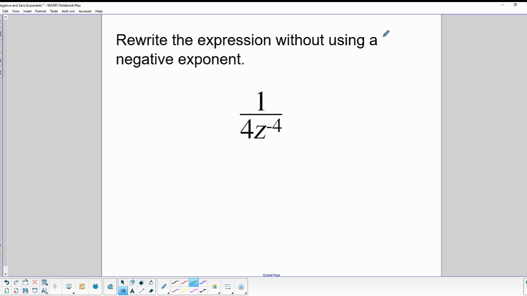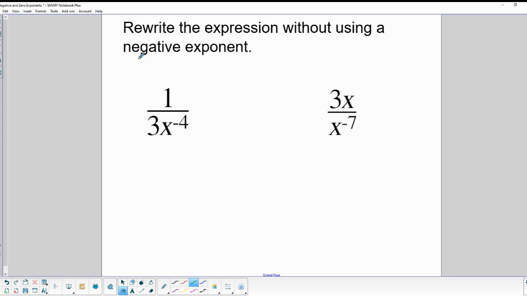All right, keep it going. So I'll rewrite the expression without using a negative exponent. So in this case, the negative exponent is on the bottom. So we're going to move it to the top and make it positive. So 1 z to the fourth, and the 4 that was in the bottom stays there. Well, this seems kind of easy.